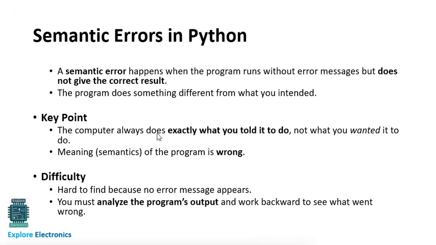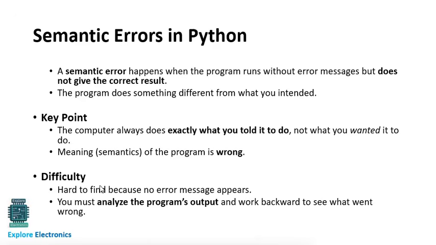Got it? The computer always does exactly what you told it to do, not what you wanted it to do. Means what you told it to do, it will do that, not what you want to do. Very simple. What you told means whatever you have given in that program, it will execute that. Meaning the semantics of the program is wrong. You have to understand when semantic errors occur, the program meaning is wrong. Somewhere you have made some mistake. Please check the whole program, then debug it.